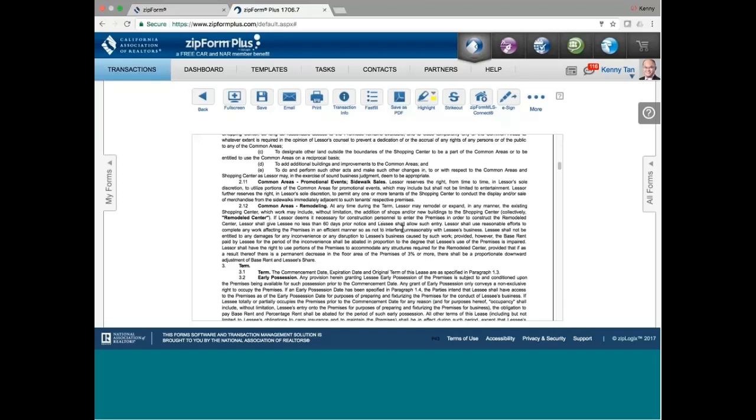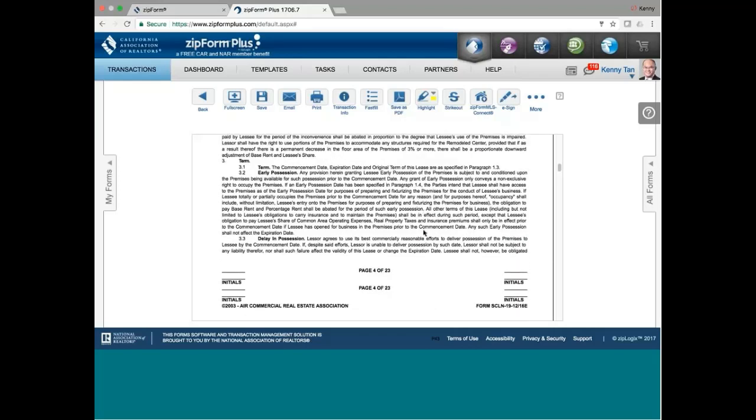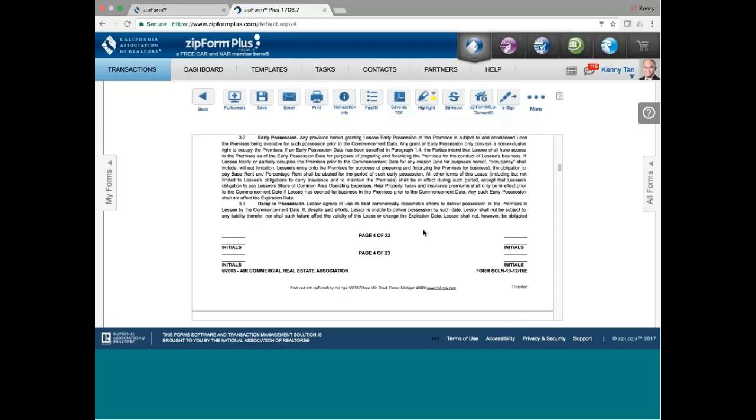So once in a while, if the landlord wants to remodel the shopping center, and if it involves certain units, they have the right to give notice to the tenant that they want to come in and do some work, okay, to remodel the shopping center. And you have the obligation to comply with their request, okay. Term, early possession, we covered those before.